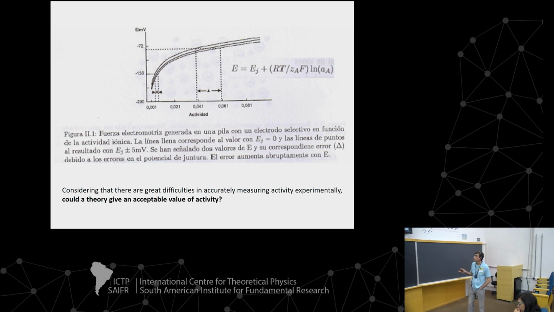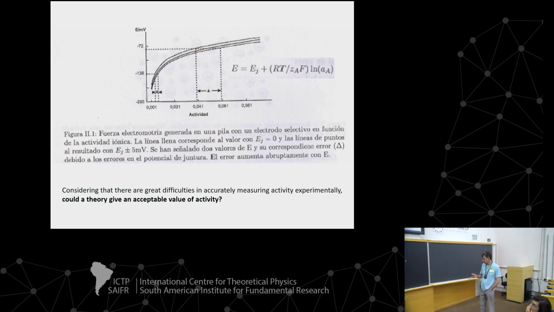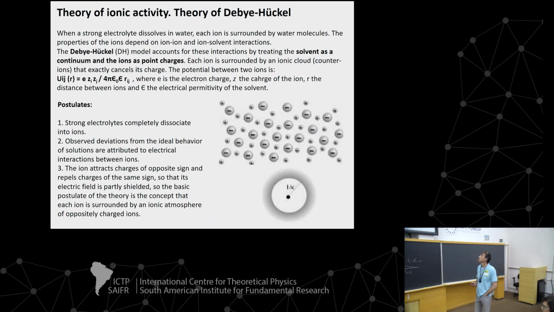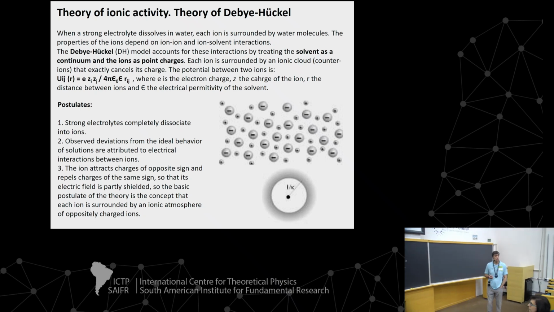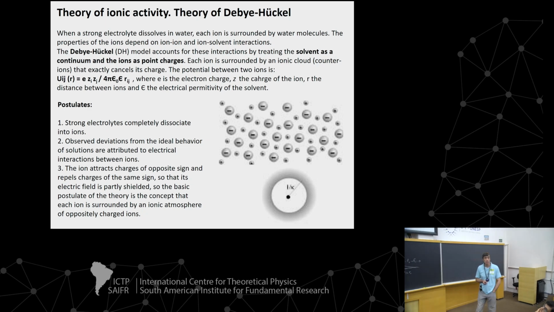So since there are these great difficulties in measuring activity experimentally, we can try to see if we have an acceptable theory that can give some value of the activity coefficient. The first theory that we consider is the Debye-Hückel theory. Most of you who are from chemistry must be familiar with it. I don't know if in physics you are familiar with the Debye-Hückel, maybe.